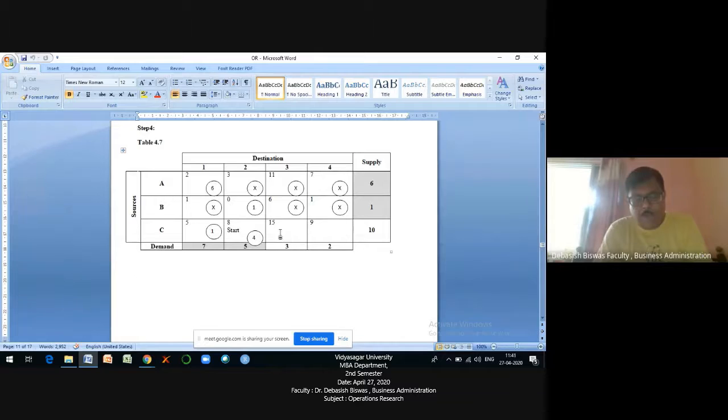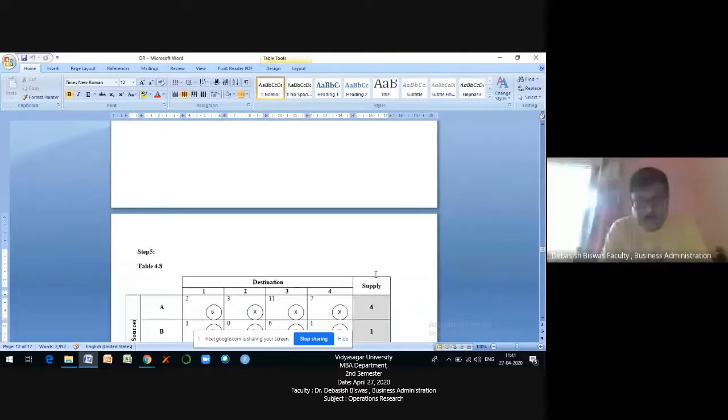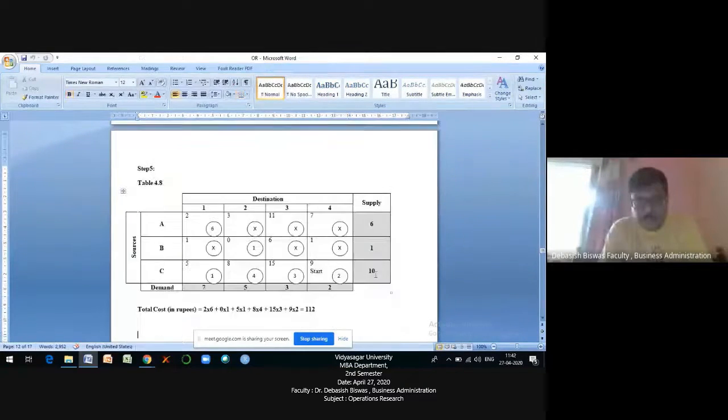So we now have only 2 elements, 15 and 9. And here the supply is now 5. We have already given 4 out of 9, so the remaining value is 5. So now we are moving to the next table.